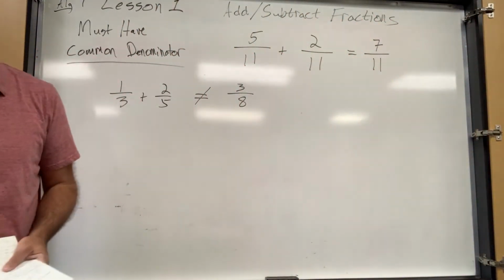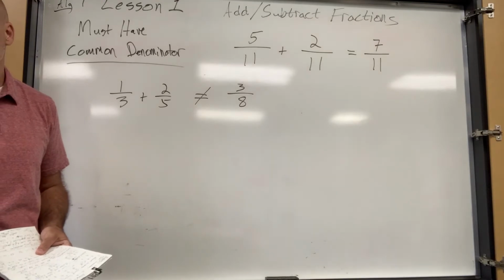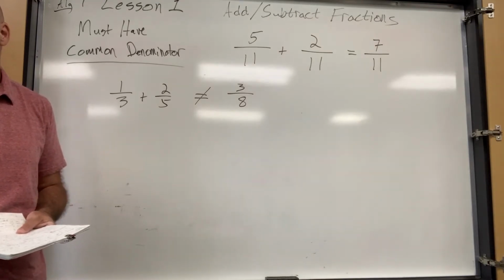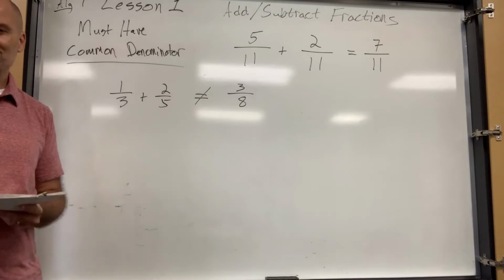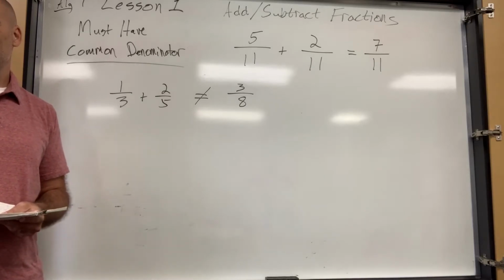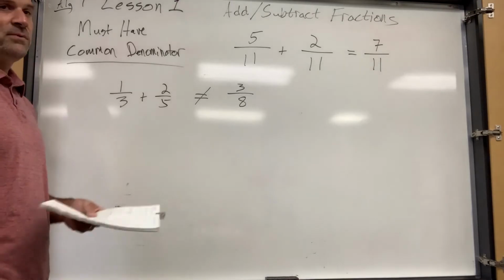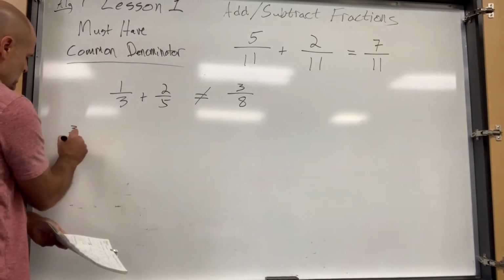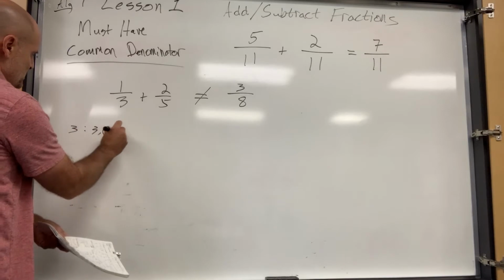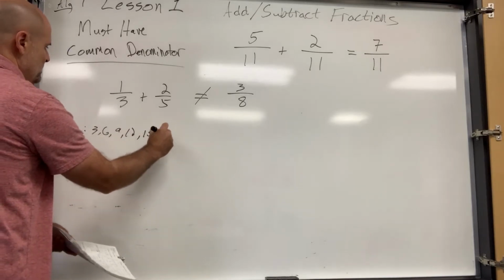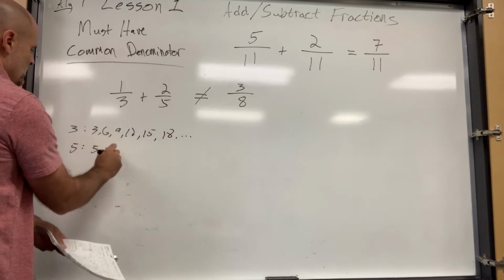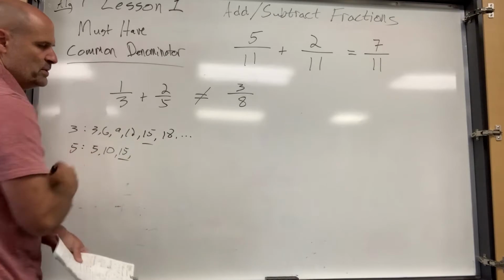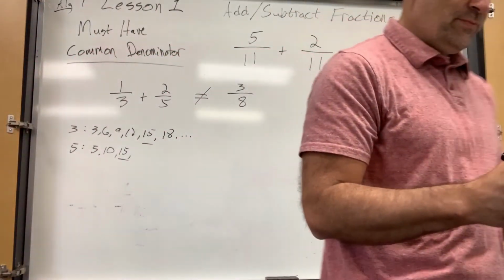So, any suggestions? What do you guys do when you find a common denominator? Find multiples of both the bottom numbers. Okay. So multiples are what they go into. So you could do something like this: 3, 6, 9, 12, 15, 18, and on and on. Or you could just remember and just stop when you get to your common denominator, right?